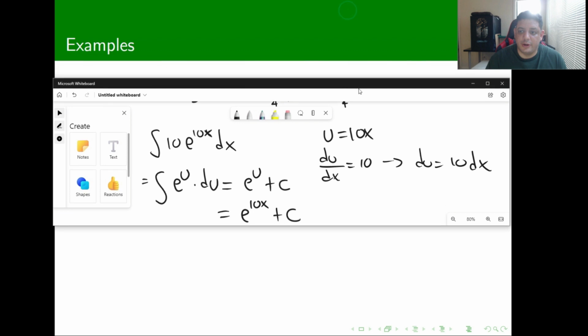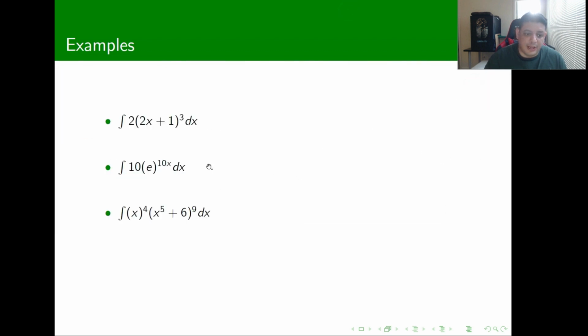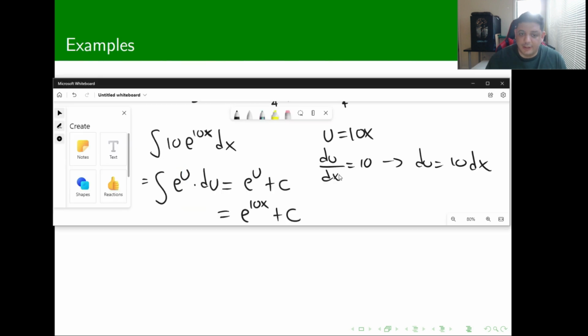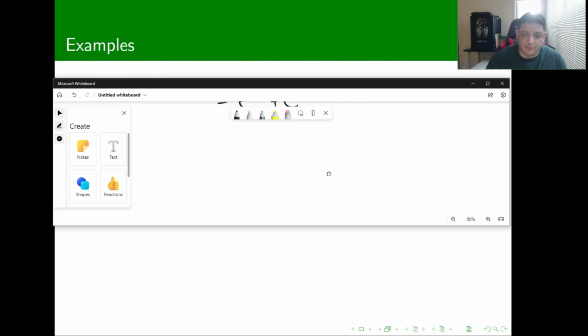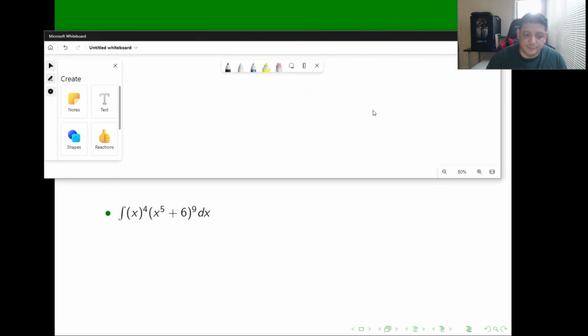Now let's go for one more example. We're going to have x to the 4 times x to the 5 plus 6. Let me just move this ahead. So, the integral of x to the 4 times x to the 5 plus 6 to the 9. As you can see, this is a power, and it's a power of something polynomial. So the easiest thing is to take that as the inside function, the inner function.